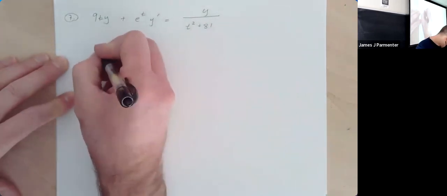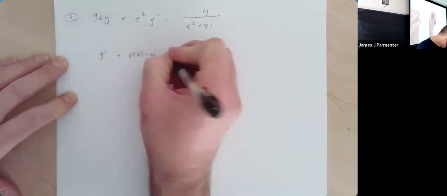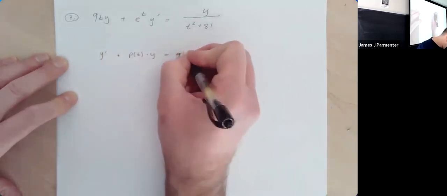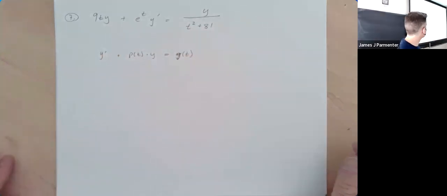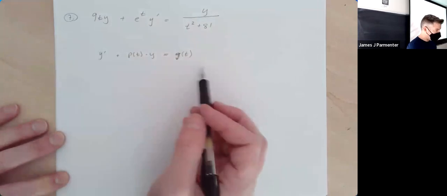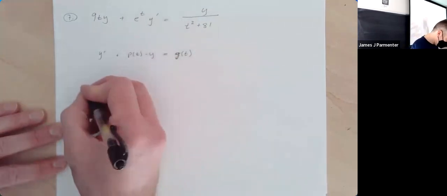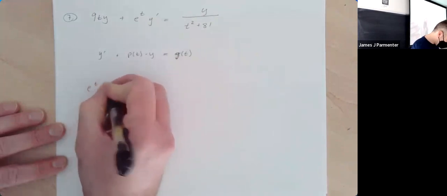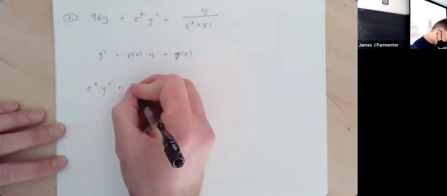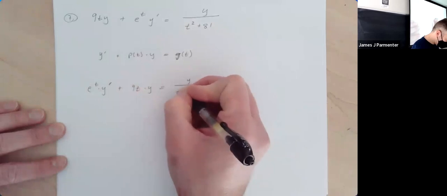We want to write this as y prime plus p of t times y equal to g of t. Anyway, okay, so we want to write this like that. So I'm just going to change the order of things first. I'm going to write this as e to the t times y prime plus 9t times y equal to y over t squared plus 81.